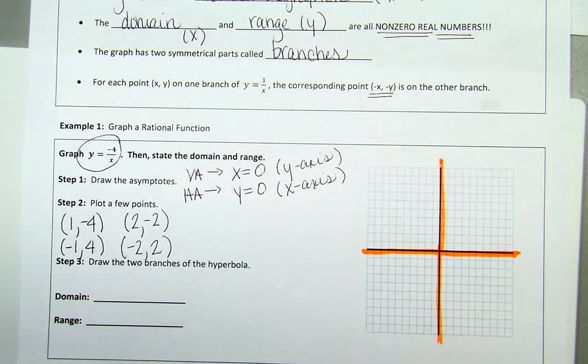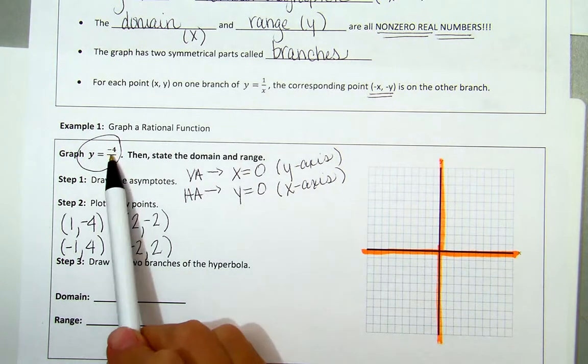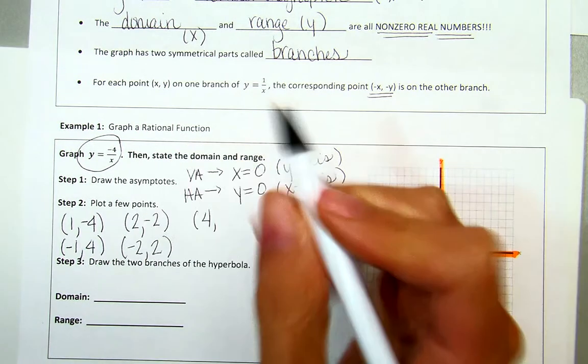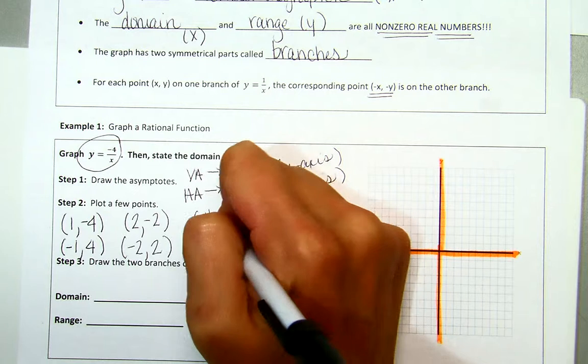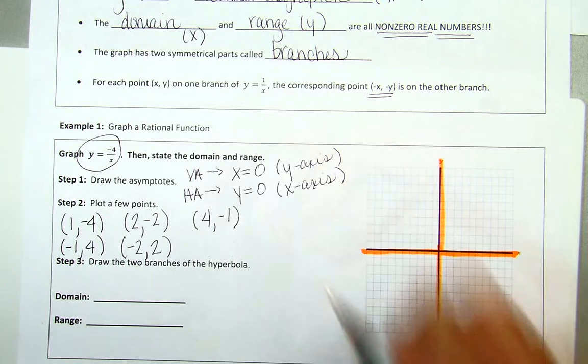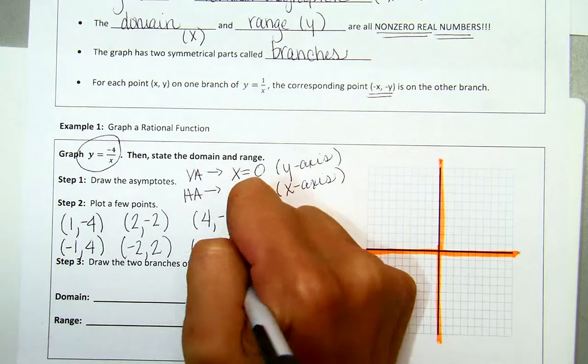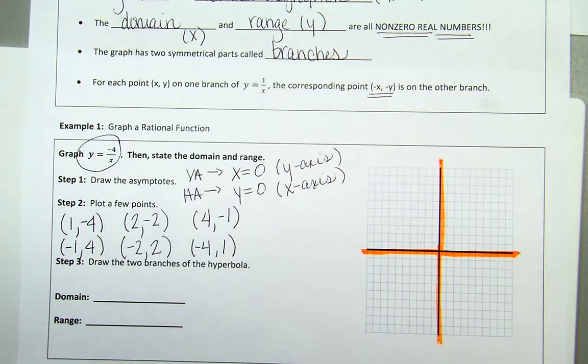I'm going to do one more point. It's always nice to have at least 3 points when you're graphing. So I'm going to pick another point. Another number that works well with dividing by 4 is itself, which is 4. So negative 4 divided by 4 gives me negative 1. So I also know the point (-4, 1) is going to be on my graph.